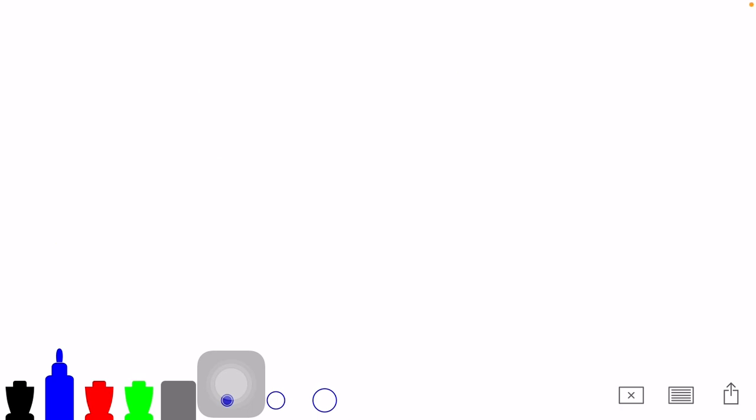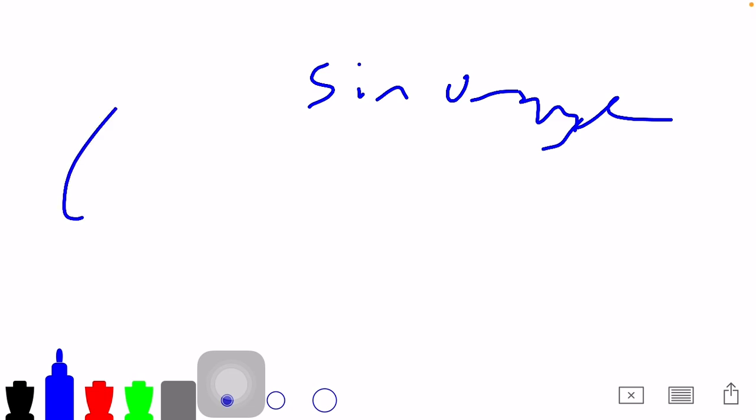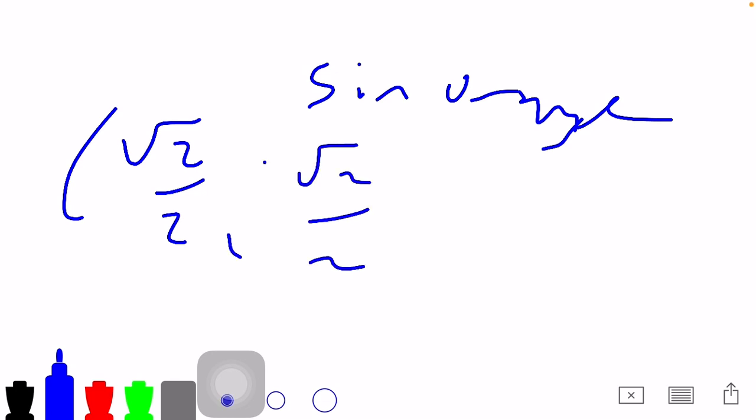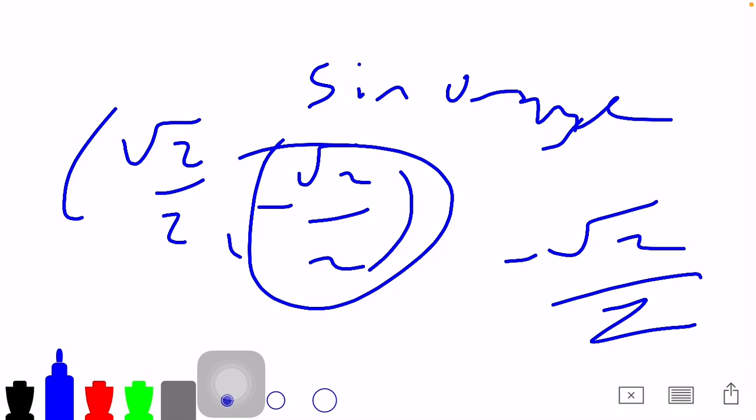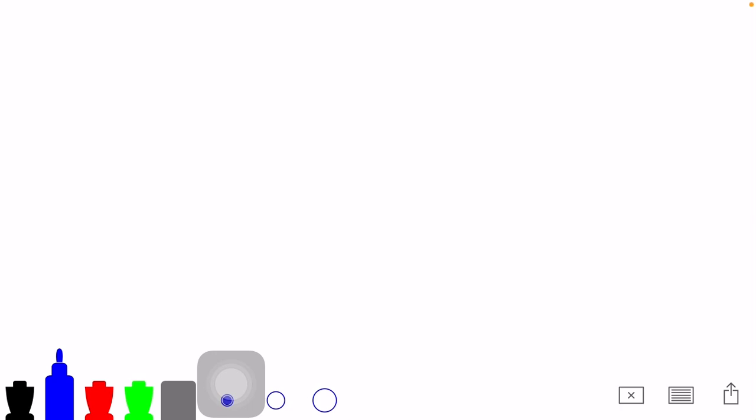What is the sine of orange? So the sine of orange, as we already know, we talked about that this is our values for orange. Since we have the y value here, it's just negative square root of 2 divided by 2. Now, I'm going to show you guys three more examples.